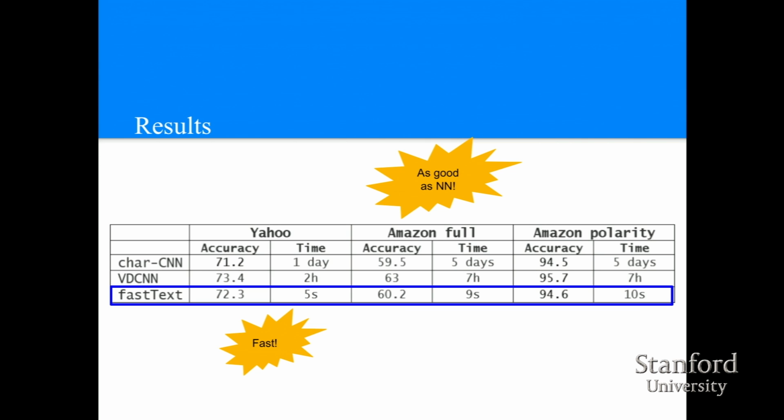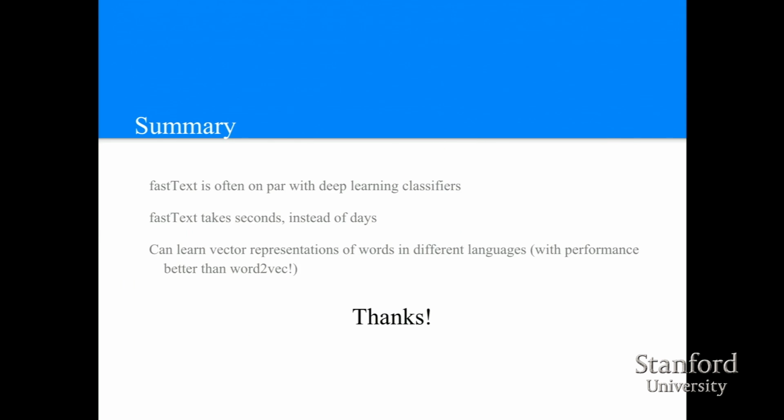It's not only really fast, but it performs just as well, if not sometimes better than neural networks, which is pretty crazy. And so just a quick summary, fastText, which is what they call their model, is often on par with deep learning classifiers. It takes seconds to train instead of days, thanks to their use of low-dimensional word vectors and the hierarchical softmax. Another side bit is that it can also learn vector representations of words in different languages with performance even better than word2vec.